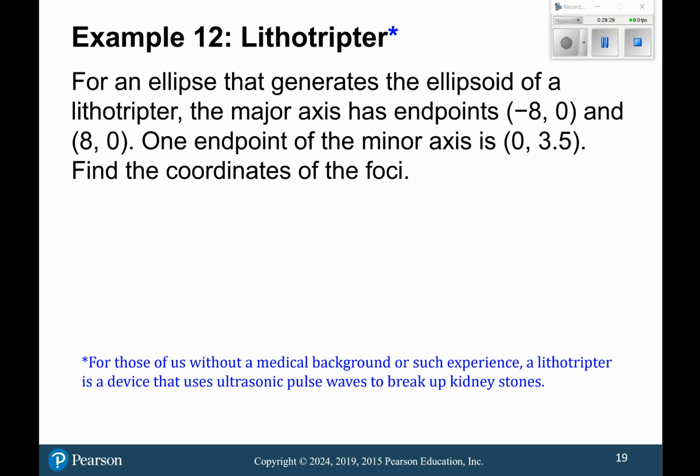So it's set up so that it will focus these ultrasonic pulses here and bounce them around because it's an ellipsoid that has a generator at one focal point, and they know exactly where to aim it for the other one. So suppose that our ellipsoid here for this machine has a major axis where the endpoints are at -8, 0 and +8, 0. One of the endpoints of the minor axis is at 0, 3.5. Where are the foci?